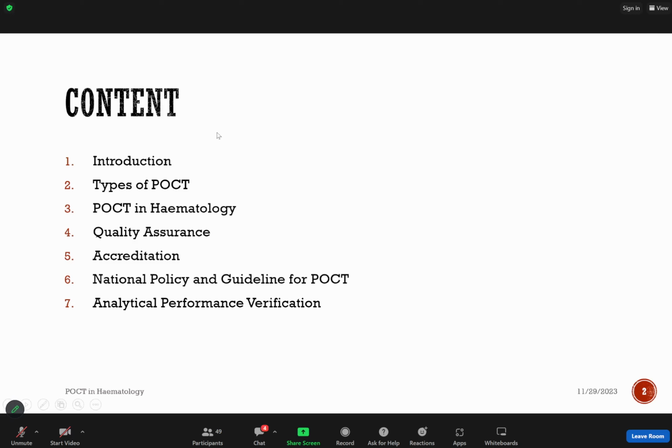Okay, the content of my topics today: we will talk about a bit of introduction of the POCT, types of POCT, POCT in hematology, quality assurance in POCT, POCT accreditations, national policy and guideline for POCT, and the last one will cover the analytical performance verification.